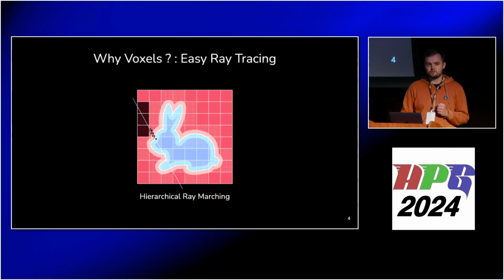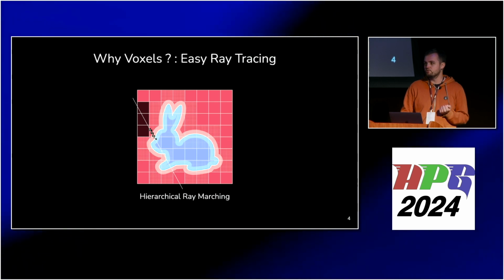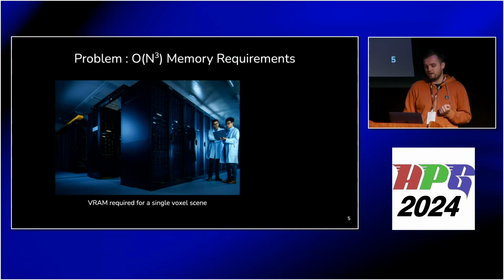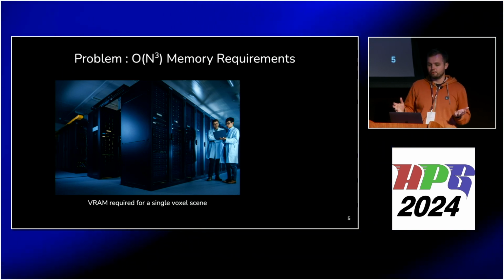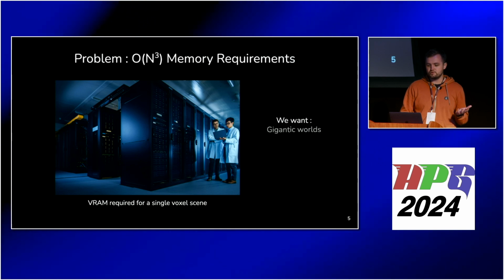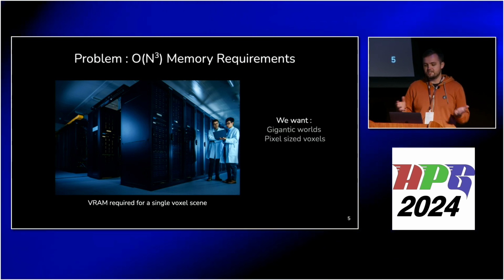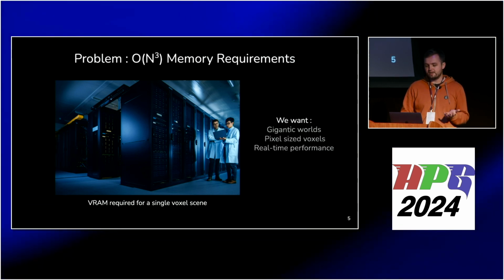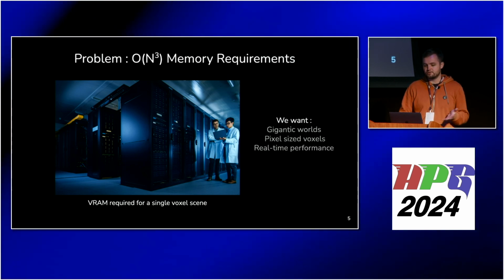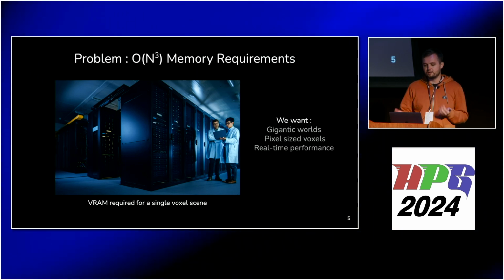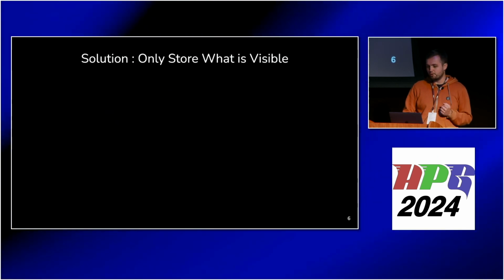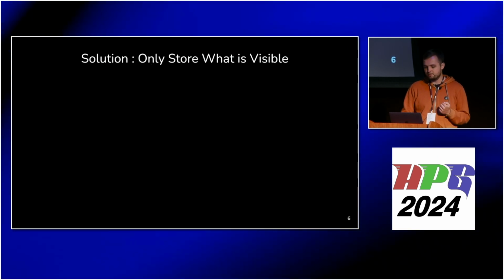So if voxels are so great, why aren't they used more? Well, they have tremendous memory requirements if you use just a simple dense grid. We want to be able to have gigantic levels with a high level of detail, pixel-sized voxels, all of that in real time, but there's no way that we could fit a single voxel level stored as a dense grid in GPU memory. Locally, we don't need to store the whole level, we only need to store what is visible.